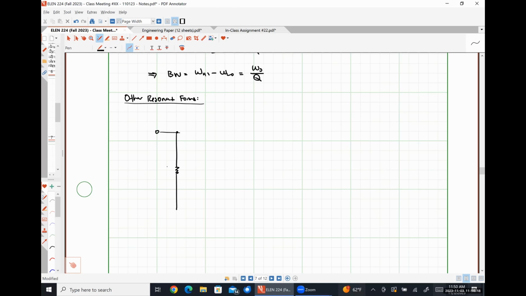So I'm going to call this resistor R2, and I'll talk about what it represents in a moment. And here I'm going to have some inductance L, and then some resistance R1. Once again, I'll talk about what it represents shortly. And then over here, I have my capacitance C.